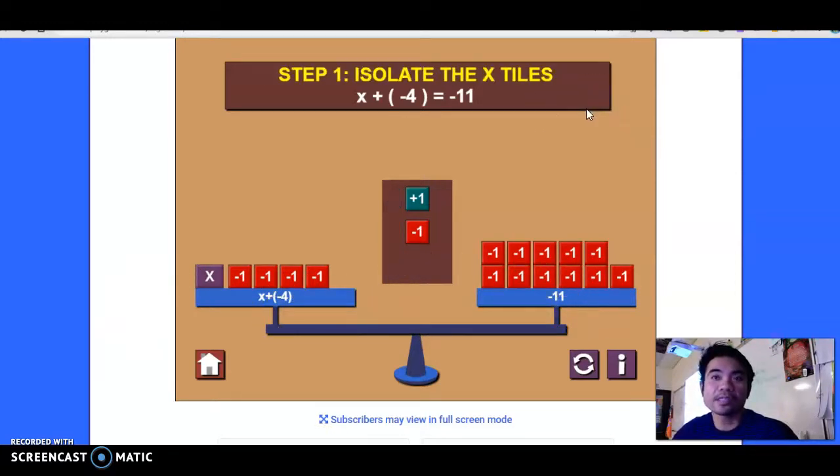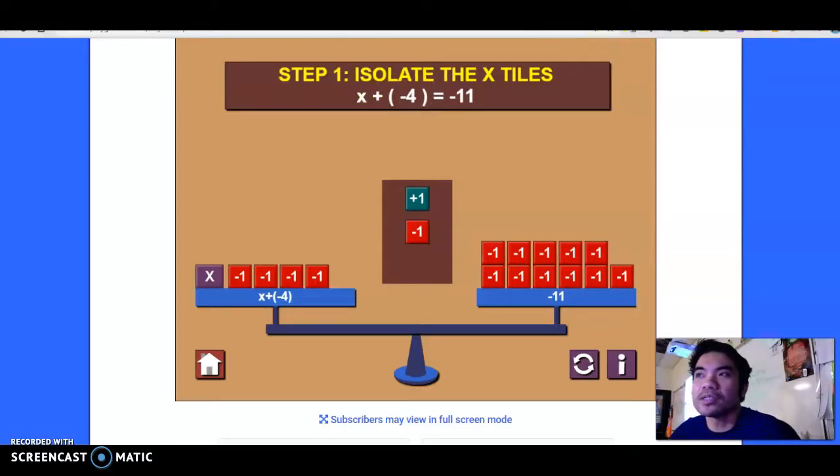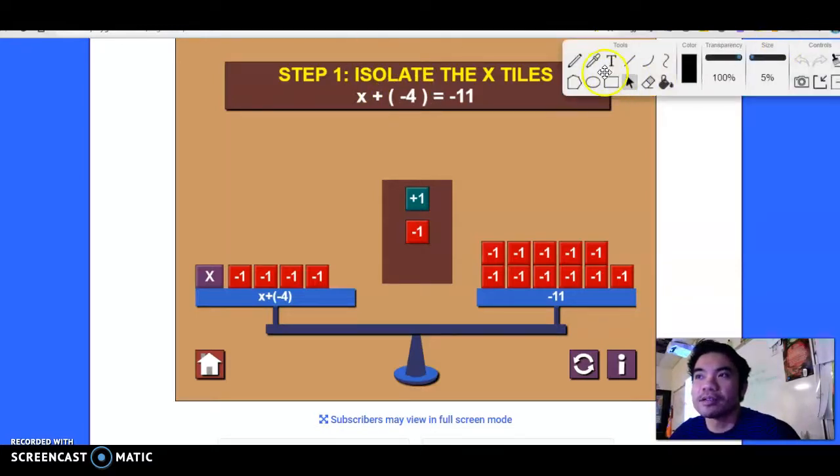What do you think the next step should be? How do I get rid of negative 4? So that is when your opposite operators come in. So if you look at negative 4, what is the opposite of subtraction? Well, the opposite of subtraction is addition. So you're going to add 4. Whatever you add on the left, you have to do it on the right.